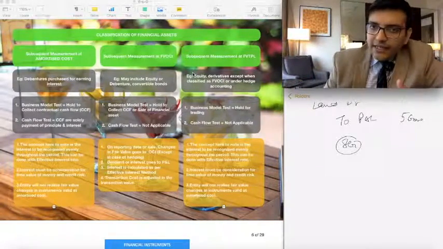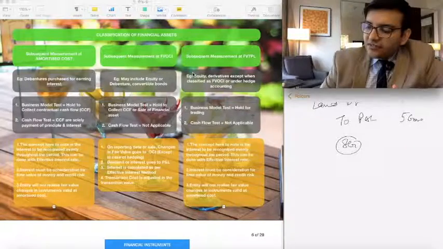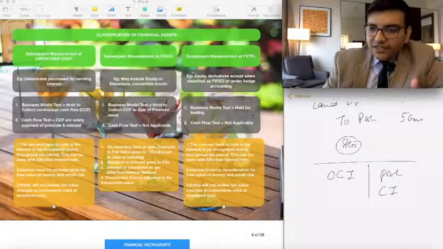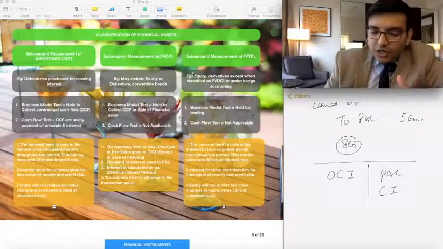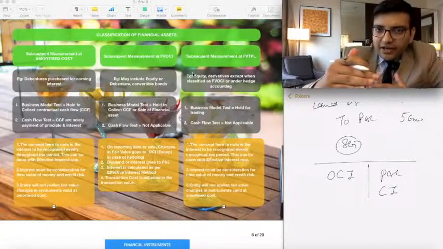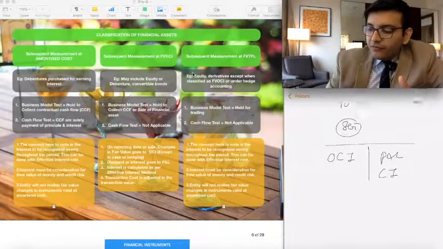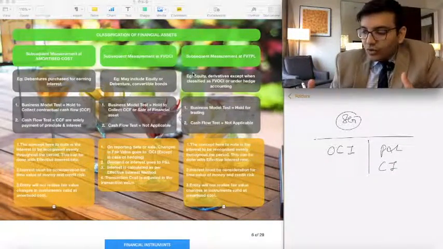So in that case, the concept was introduced which is called other comprehensive income, which is part of the profit and loss statement, which is called comprehensive income or other comprehensive income. This is the profit and loss statement. So P&L is basically divided into two parts. The second part is other comprehensive income. When you see the statements, you'll come to know.